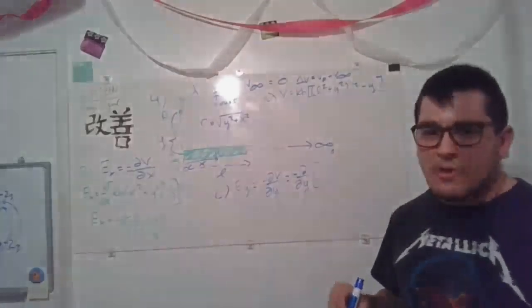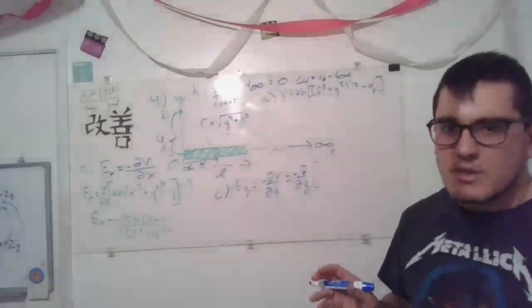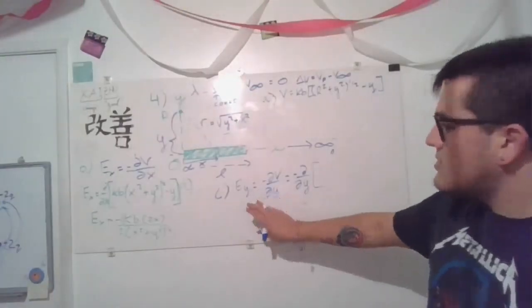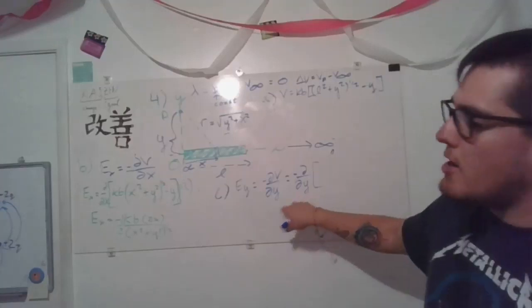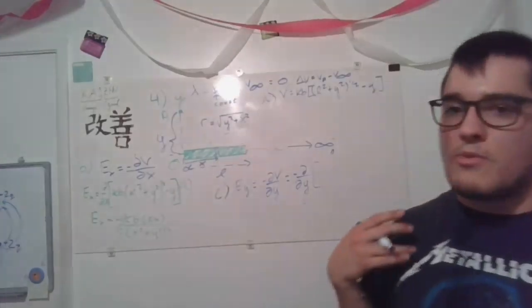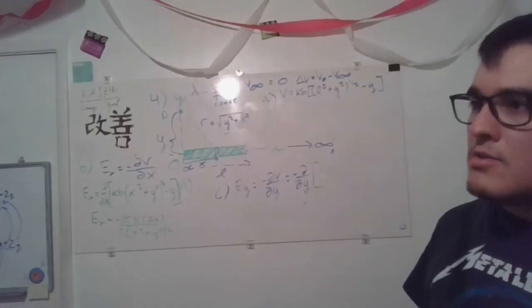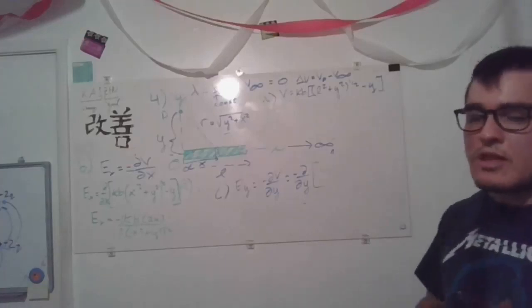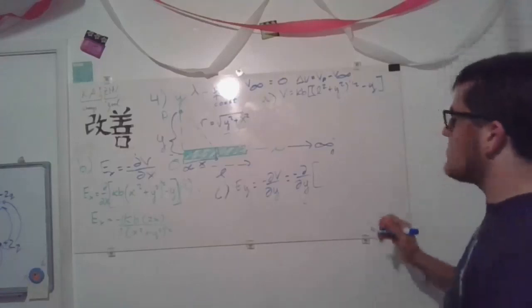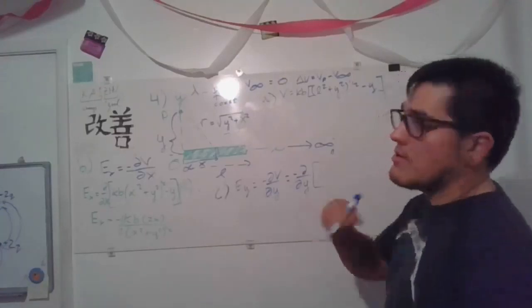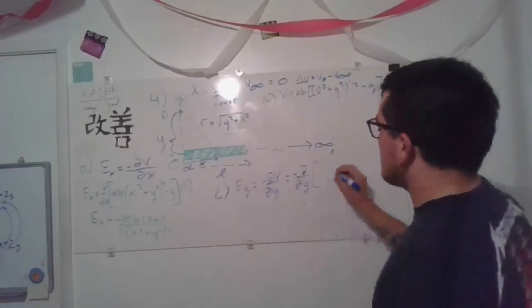If anybody's not familiar with partial derivatives, all you have to do is hold one constant. Like if you're taking a derivative with respect to y, you hold x constant. If you take a derivative with respect to x, you hold everything else constant. So whatever you're taking the derivative with respect to, that's what you derive.